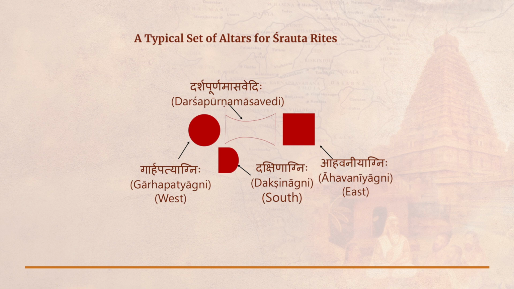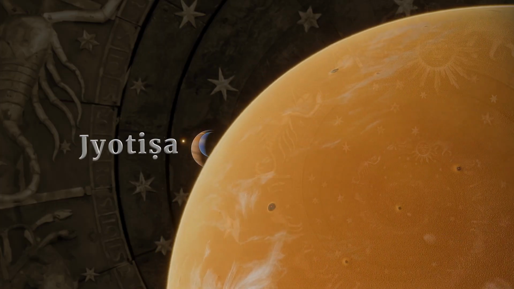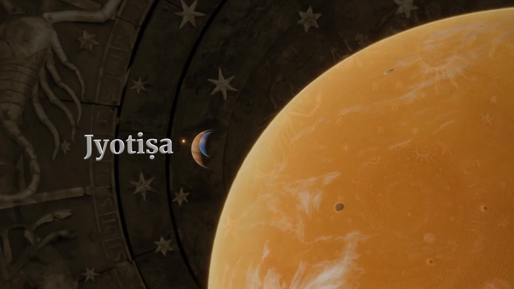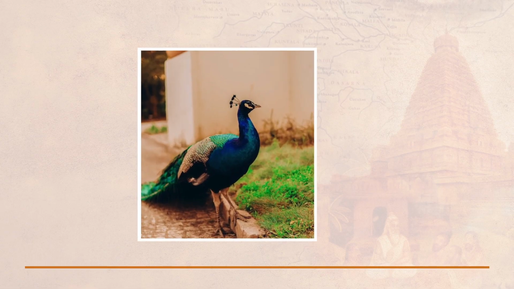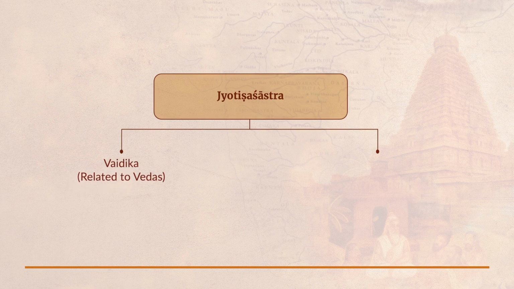I just wanted to give you a little sense of all these which all form part of the Kalpa Sutra. Then we have what is called Jyotiṣa, and Jyotiṣa essentially is a knowledge of the movement of stars and planetary bodies. That is called Jyotiṣa. And Jyotiṣa is compared to the jewel on the head of the snake and the crest of the peacock. Jyotish Shastra is classified into Vaidika, related to Vedas, and Laukika, related to the world.